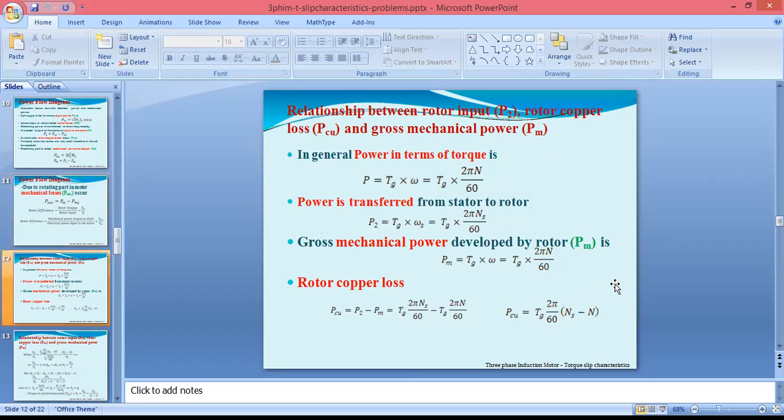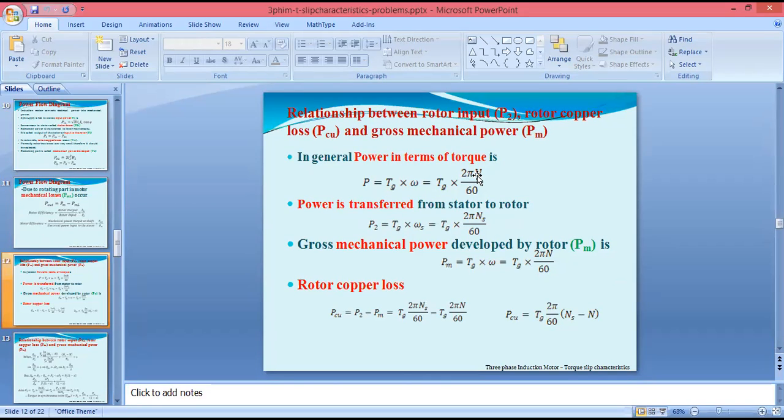We can write the power in the form of torque and angular velocity, like we were writing in the DC motor also. So we can write P equal to torque into angular velocity W. But W we can write as 2 pi n upon 60, because W is nothing but 2 pi small n, but we are writing in rotations per minute. So you can write 2 pi capital N upon 60. So now we have the equation for power.